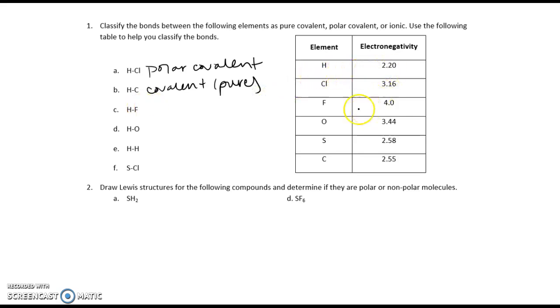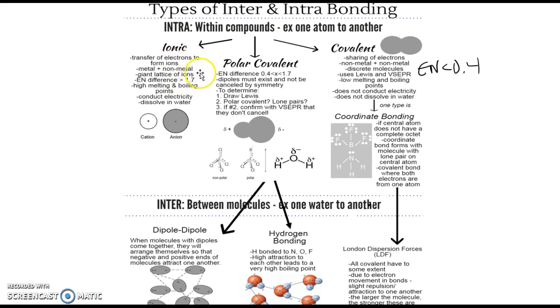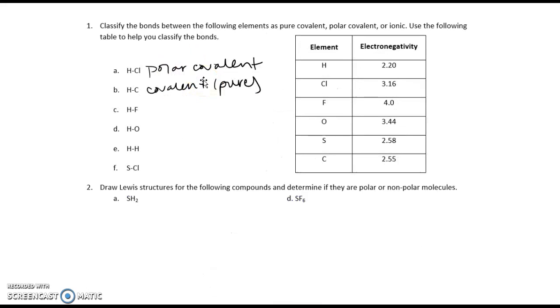HF, so 2.2 and 4.0, that's a difference of 1.8. That's a very high value. If you look back at this graphic, it's higher than 1.7, so that makes it actually ionic. Regarding the electronegativity differences here, you can keep doing that for these other ones.